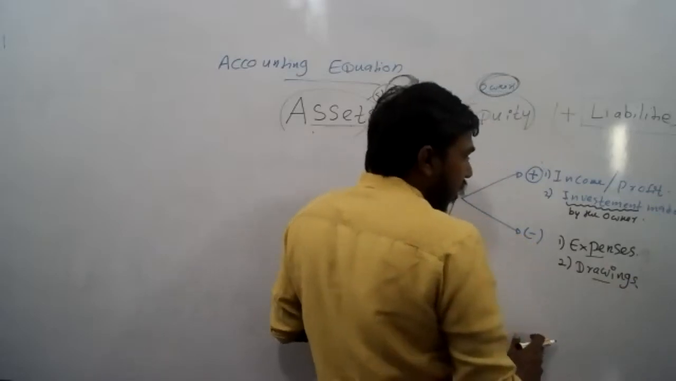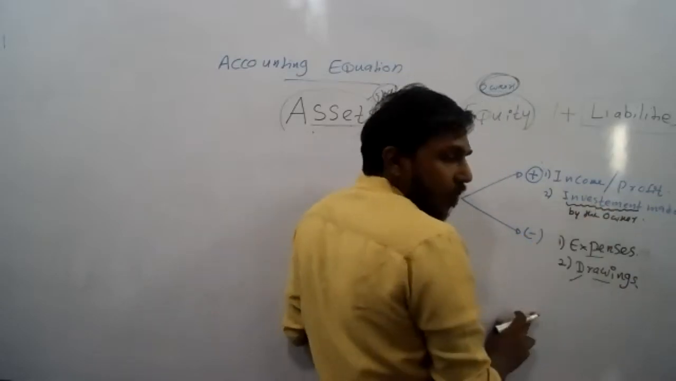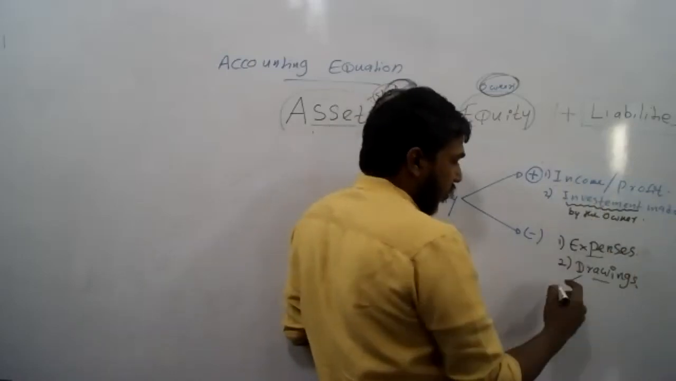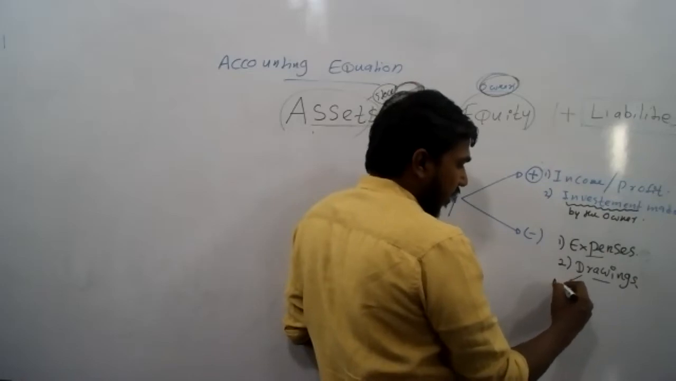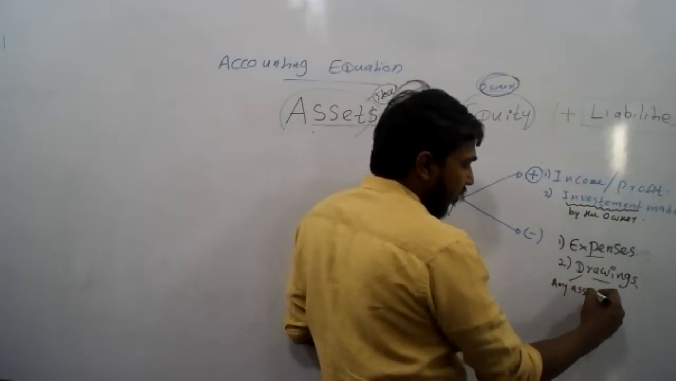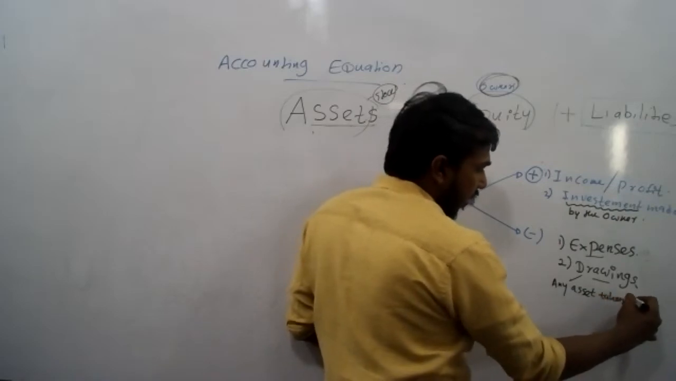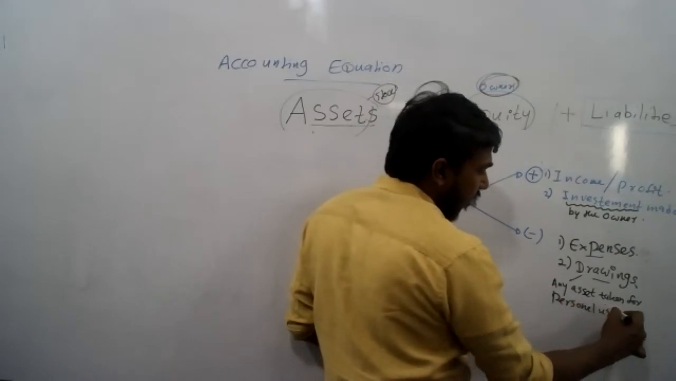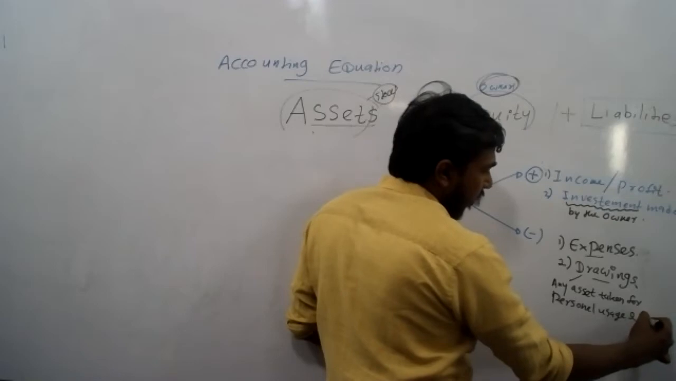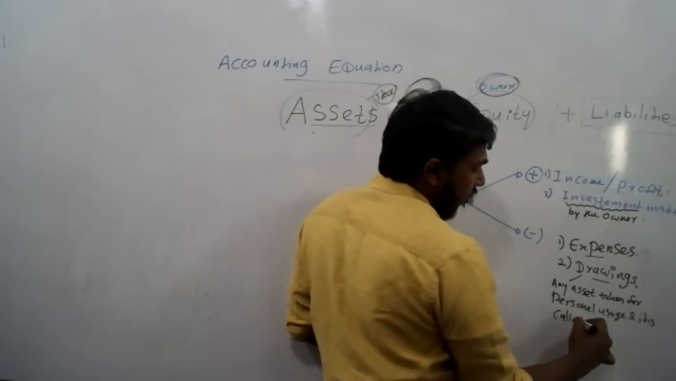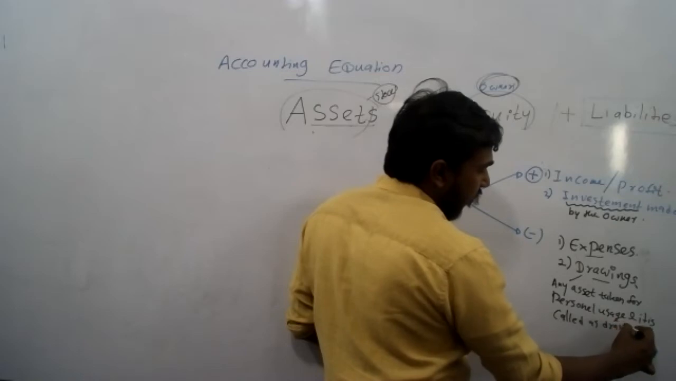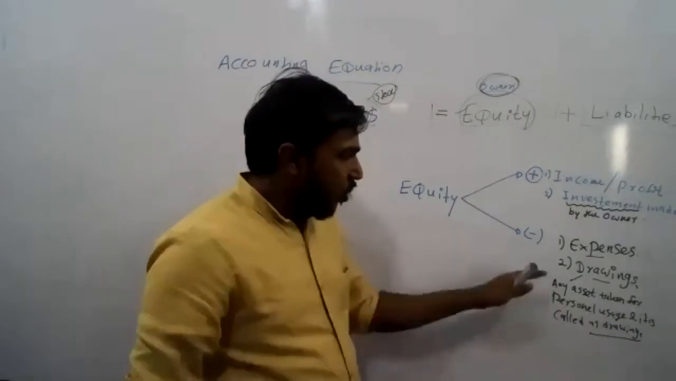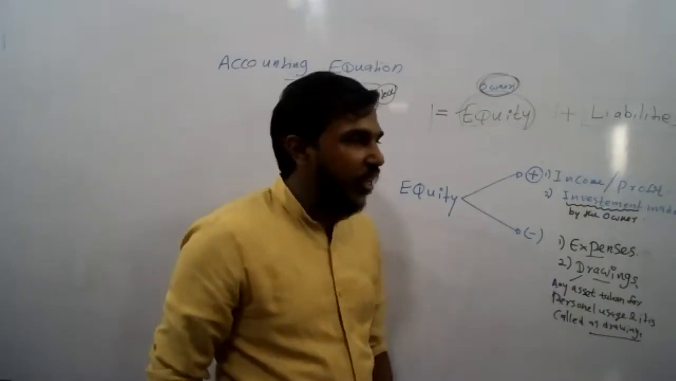So now, expenses and drawings. If owner takes any asset for personal use, it is called drawing. Clear? So drawings means any asset taken for personal usage.